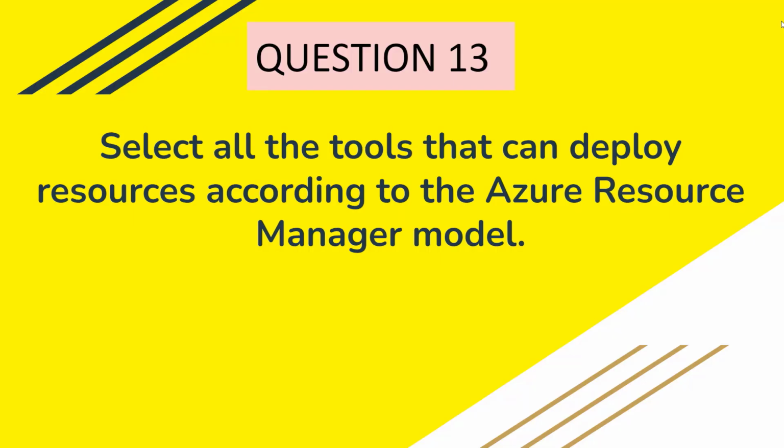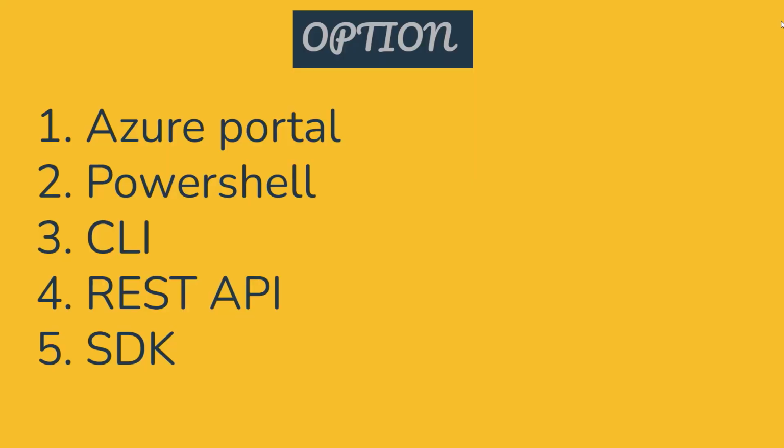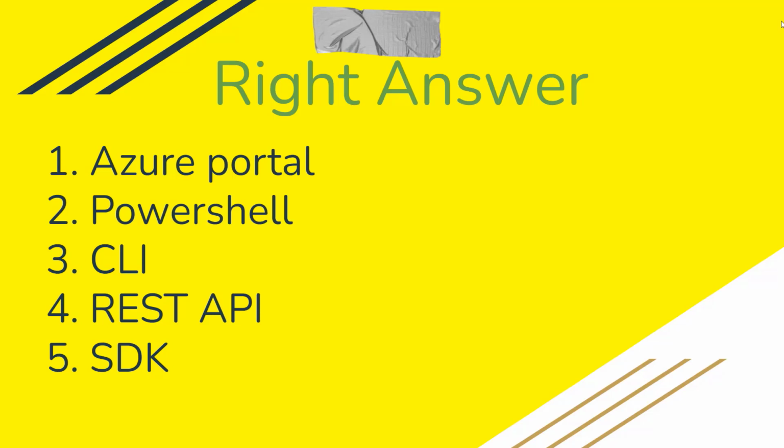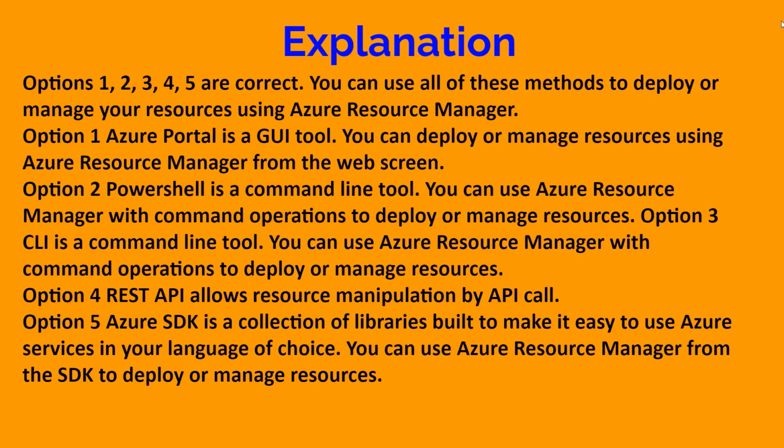Question 13. Select all the tools that can deploy resources according to the Azure Resource Manager model. Option 1. Azure Portal. 2. PowerShell. 3. CLI. 4. REST API. 5. SDK. Right answer is 1. Azure Portal, 2. PowerShell, 3. CLI, 4. REST API, 5. SDK. Explanation. Options 1, 2, 3, 4, 5 are correct.